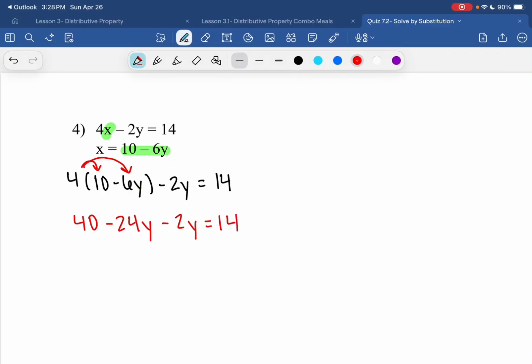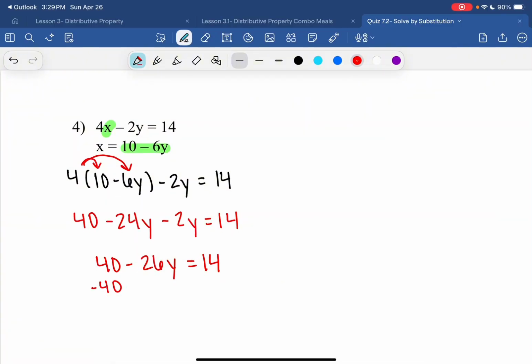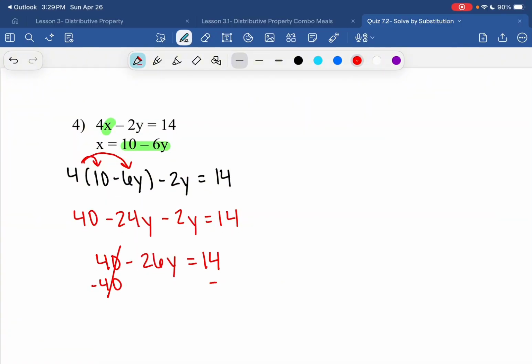Okay, I'm going to combine like terms. So I have negative 24 minus 2, which gives me negative 26. So I have 40 minus 26y equals 14. Okay, I don't have any variables I have to move, but I do need to move that 40 to the right side of the equal sign because my variable is already on the left. So the opposite of 40 is negative 40. Those equal 0 now. I do the same to the other side of the equal sign.